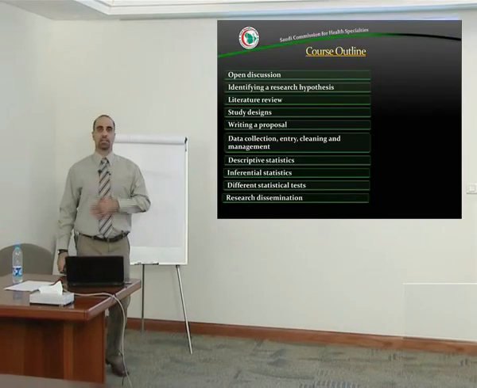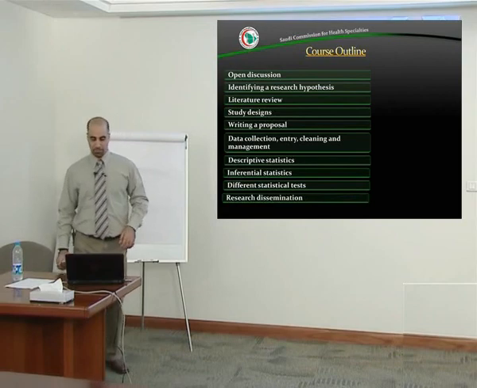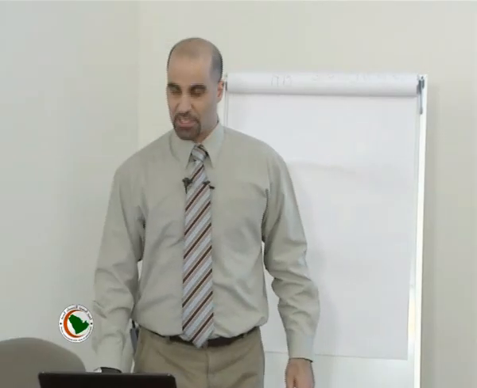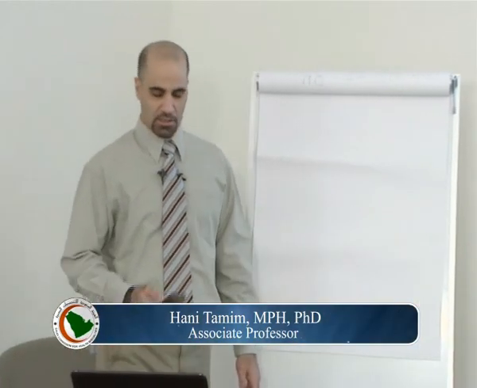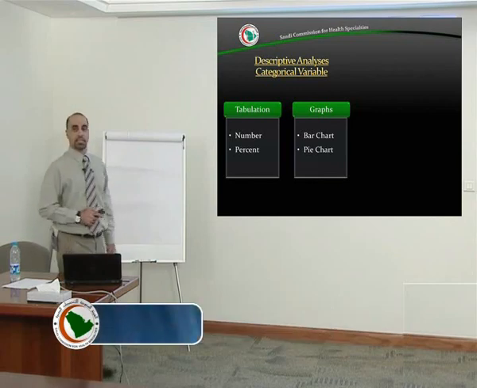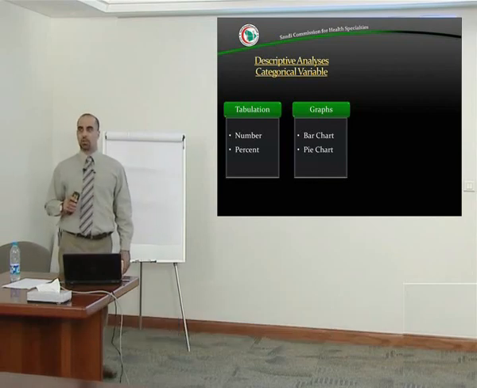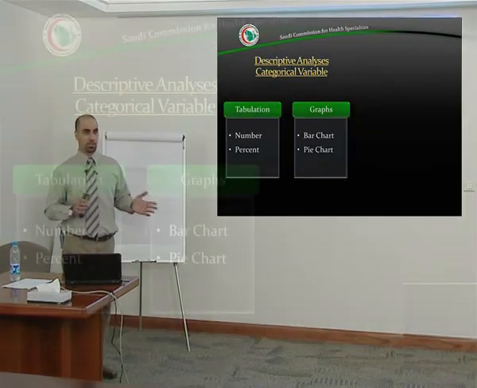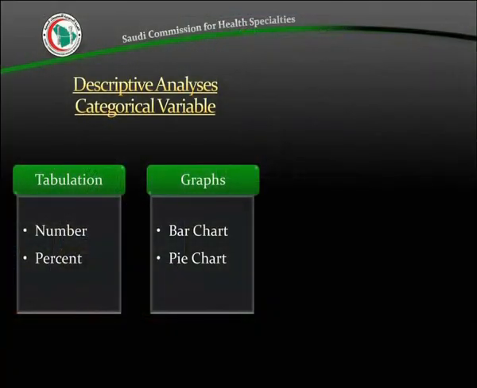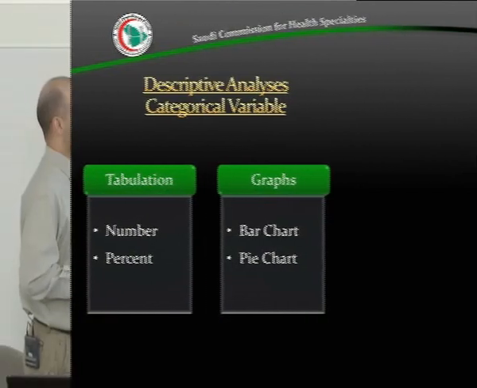Okay, so the next part is to talk about the descriptive statistics, which, as we said, is to describe the main findings and the results. As we said, most of the analyses that we do could be differentiated for categorical or continuous data. For categorical variables, what we can do for descriptive purposes is doing the tabulation and doing the graphs.